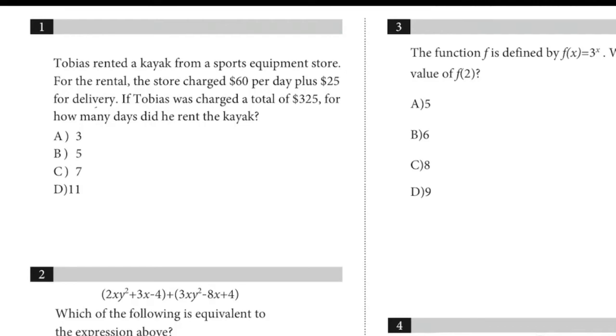For today's video, I'm going to be going over the 2020 October Math No Calculator SAT section, and I'm going to go through each question and explain how to solve it. So starting with question 1, Tobias rented a kayak from a sport equipment store.